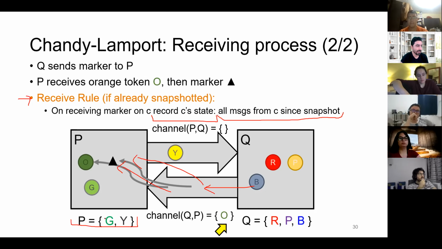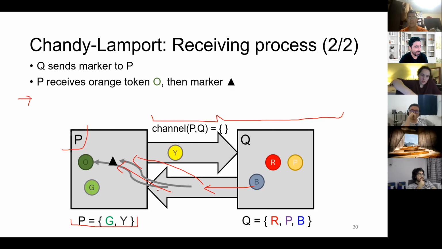So you take the snapshot here, right? Process P received the marker, and now you look at the messages it has received since the snapshot, since it did this. Okay, let me tell you another example to make it more clear.